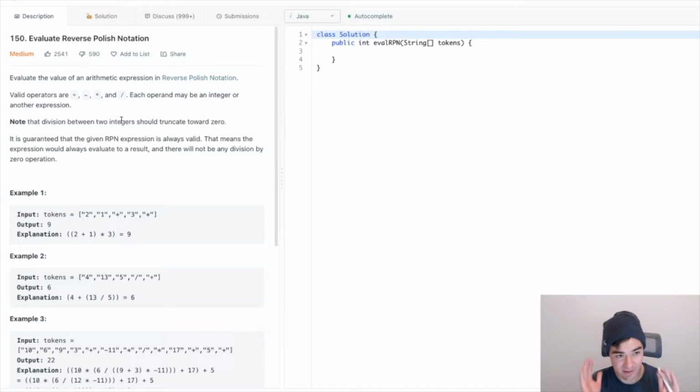Usually what I do is I read through the problem, whiteboard it out on the iPad, which I'll also show. If it takes a long time, I'll probably speed it up, but here we go.